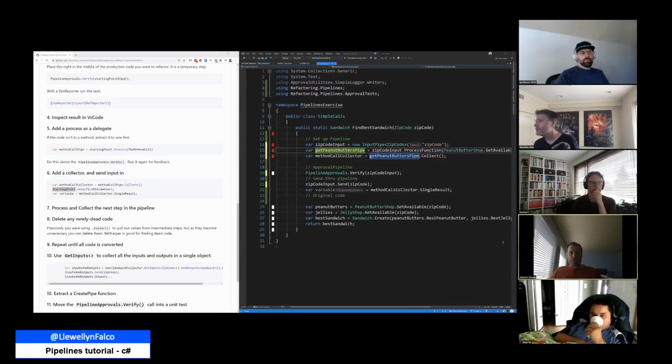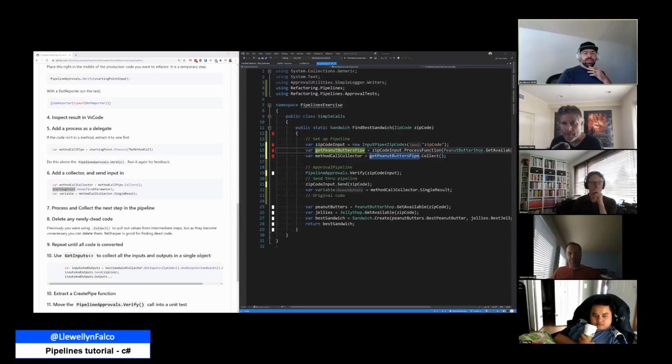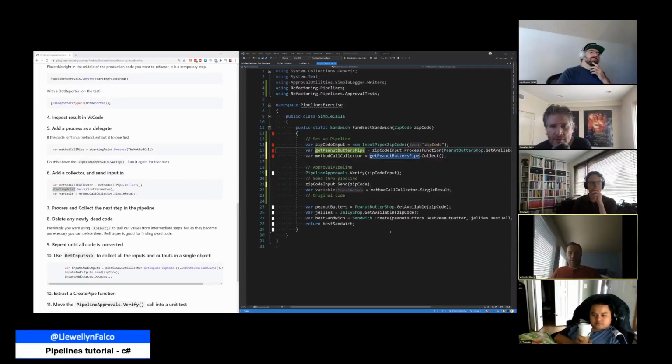So let's do the same with the jelly shop. Can we reuse inputs, or do we have to create another input pipe? Can input pipes be reused? Use it again. Yeah. So let's create... No, there's no more input. Oh, yeah, there is. Yeah, you can use it again. Okay. So let's create another pipe for the jelly shop.